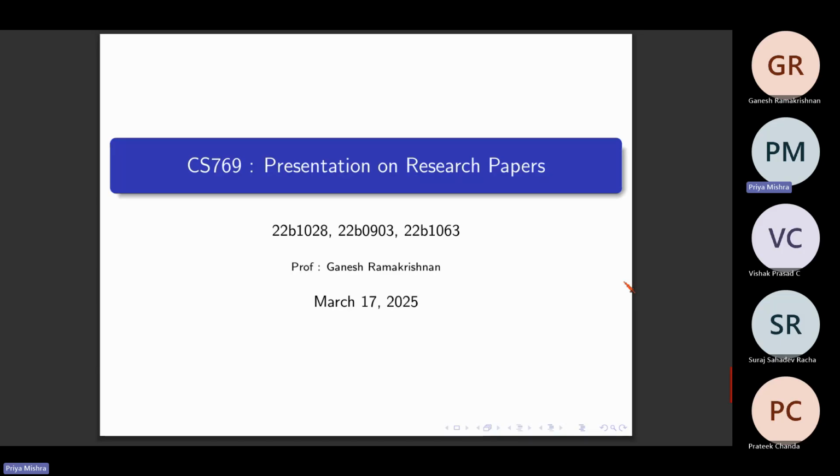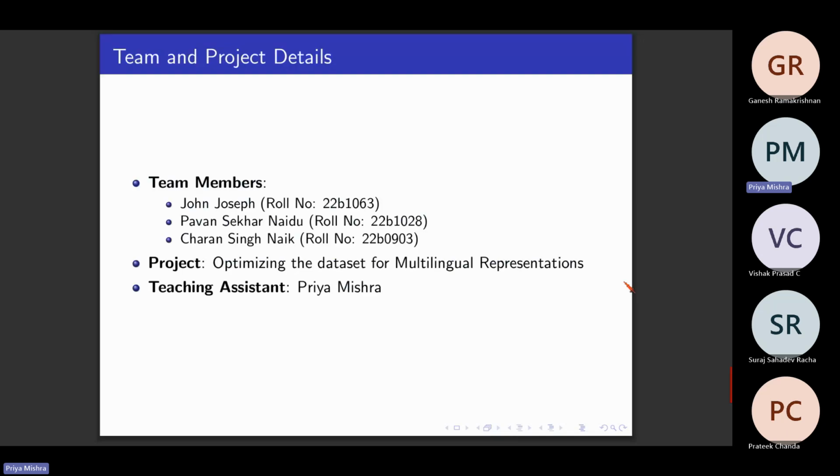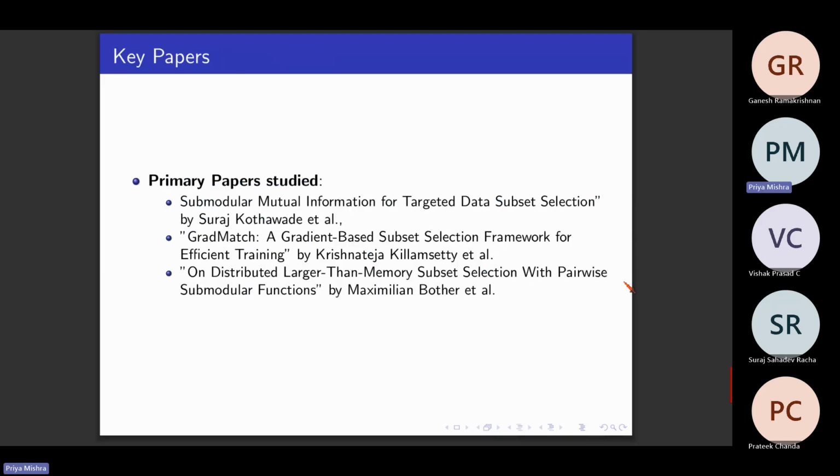We are here to present the basic background research work which we have done regarding our project which is allotted to us. The project which we are working on is optimizing the data set for multilingual representations. And we have selected three research papers which each one of us is going to present today.